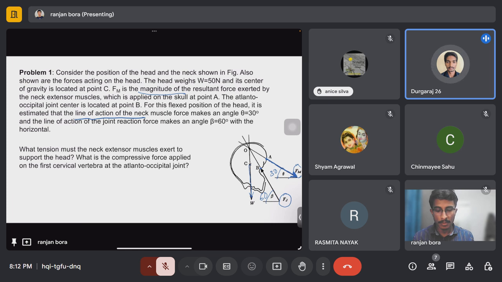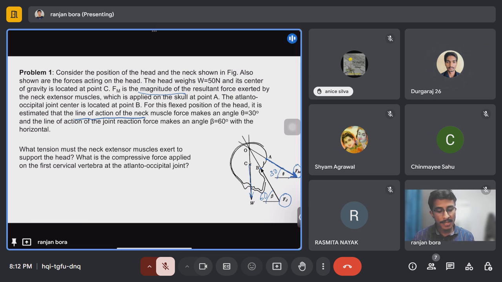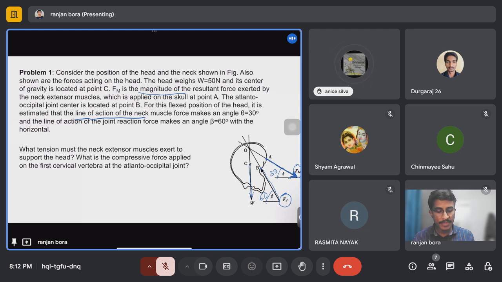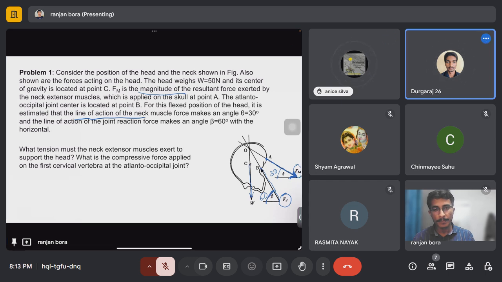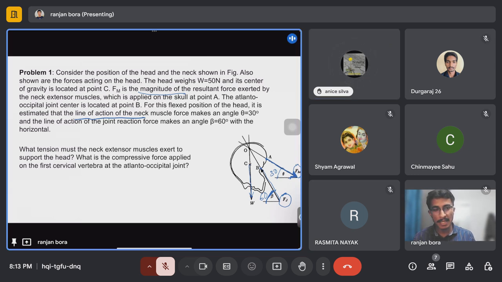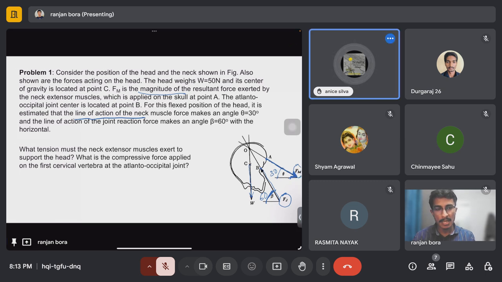From B, it will be, and there is a compressive force Fj, which is the joint reaction force. And it will act along this direction. So is the force acting downward or upward? Downward, right? Fm is acting downward, but Fj is acting upward. Not upward. It is acting at an angle, there is an angle here, beta. If it is 90 degree, then we can say it is acting upward. But here it is making an angle of 60 degree, so it is not an upward force.